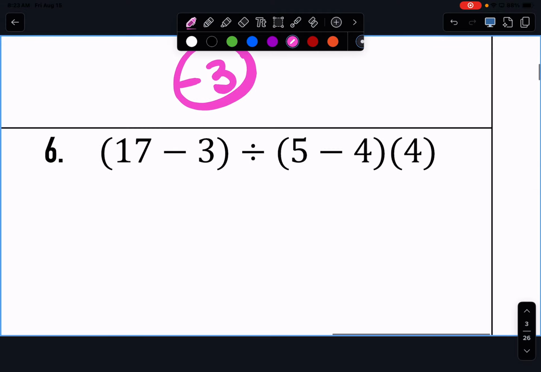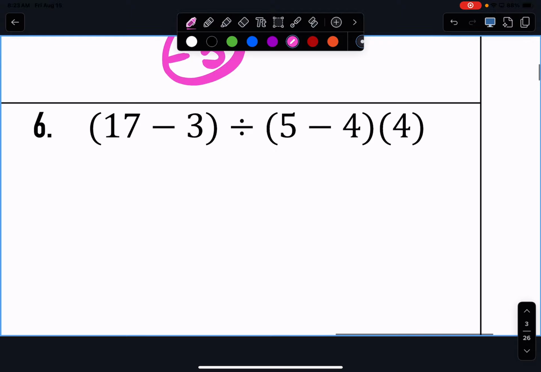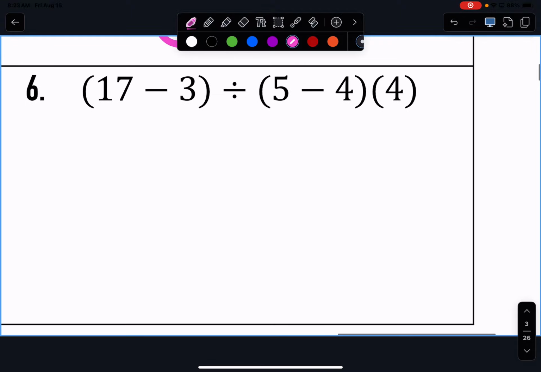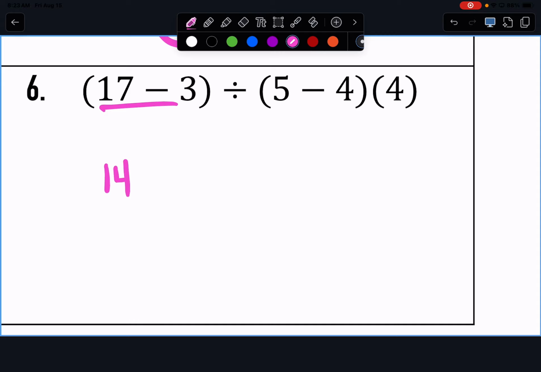All right. Now we're going to look at 6. What should we do first in, or not, why do I keep calling this problem 16? What do we do first in 6? The first parentheses. Okay. What is 17 minus 3? 14. So we have 14 divided by, what can I do with that second parentheses? Subtract 5 from 4? Which gives us? 1. So we have 1 times 4.